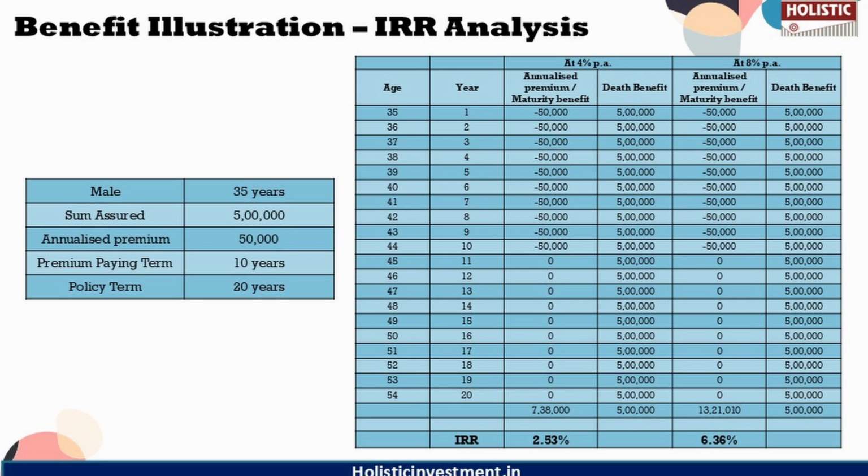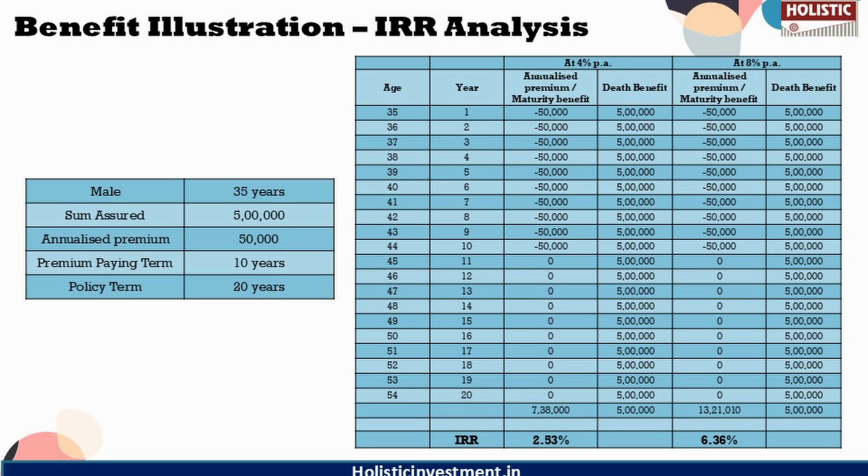At the 4% rate of return, the fund value at the end of 20 years is 7.38 lakhs and the IRR is 2.53%. Under the assumed rate of 8%, the fund value at the end of 20 years is 13.21 lakhs and the IRR is 6.36%. So this policy is a market-linked return product, but the IRR that we calculated in these example scenarios is far lower than a debt instrument return. A long-term investment fetching lower returns will affect our financial goals, and also the sum assured given in this policy is too low.